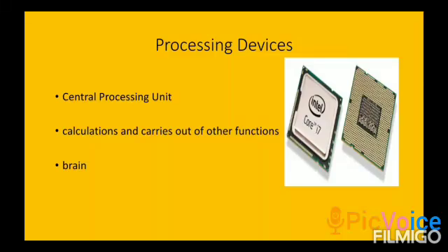The CPU is the processing unit of a computer. CPU stands for Central Processing Unit. The CPU does calculations and communicates with all the other components of the computer. The CPU is called the brain of the computer.